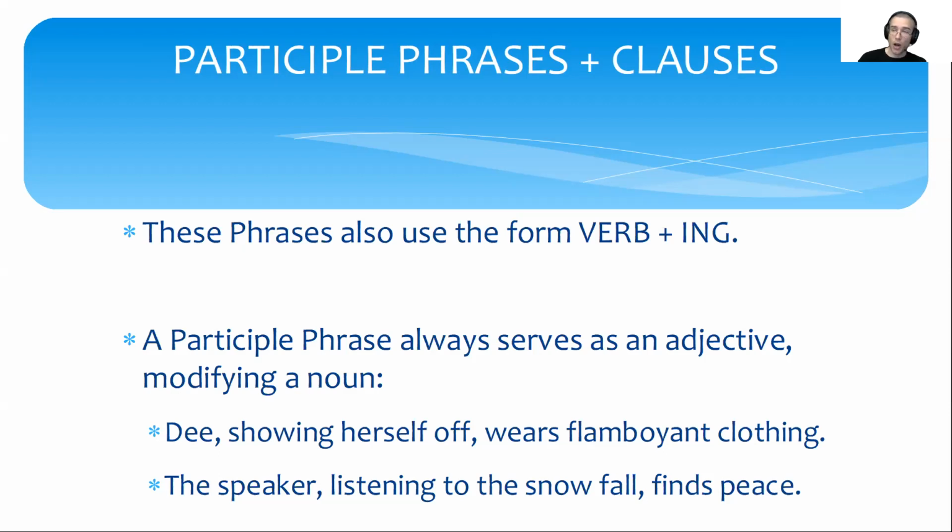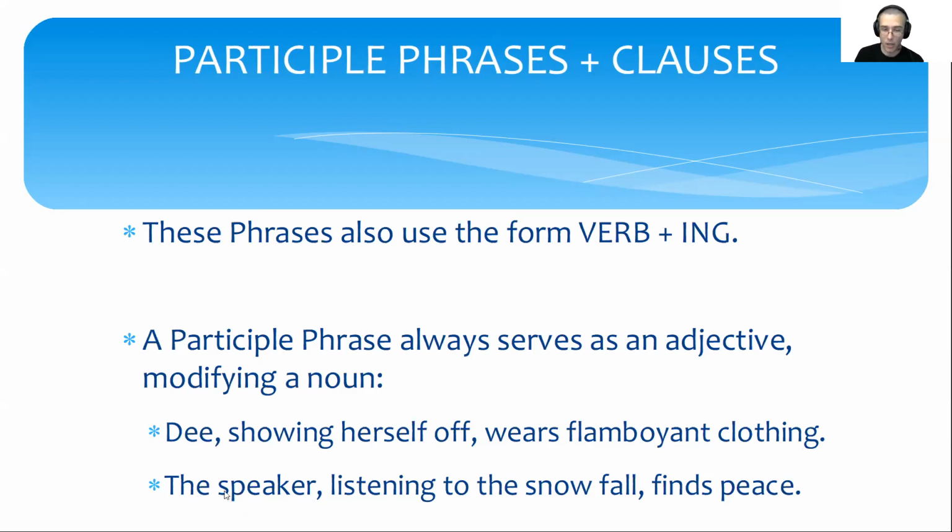Dee, showing herself off, adds more information. It tells you more about Dee, but it's not a clause in and of itself because it doesn't have a subject or a properly conjugated main verb. So Dee, showing herself off, wears flamboyant clothing. I could cut this phrase out, showing herself off, and I could just have one clause, a sentence: Dee wears flamboyant clothing.